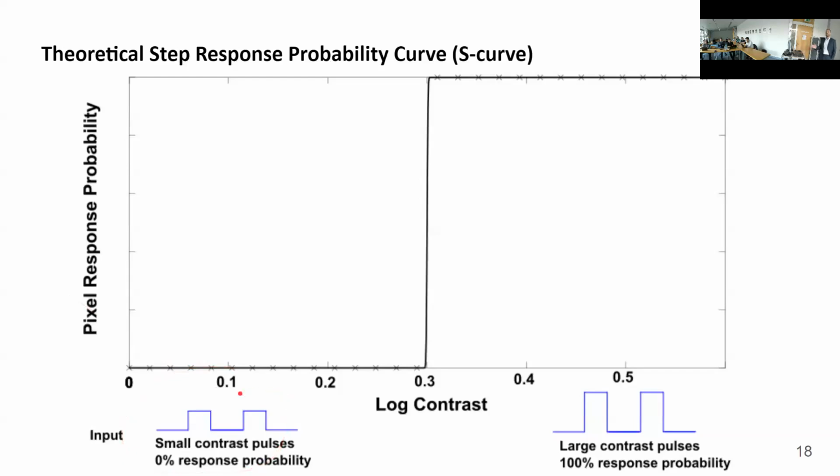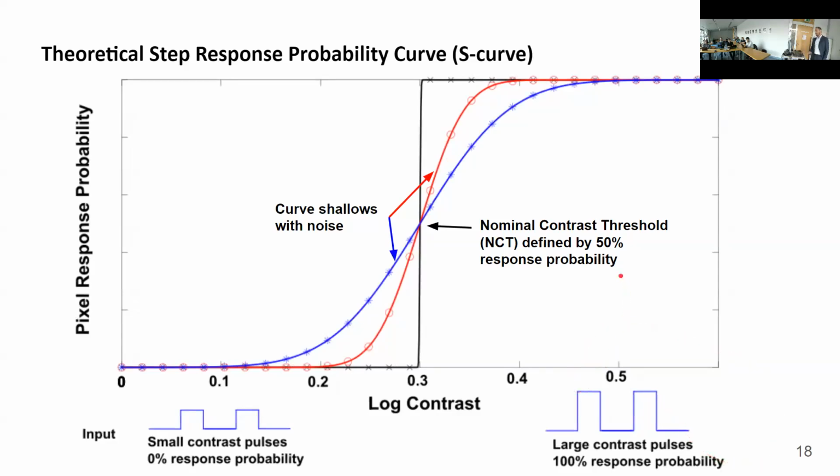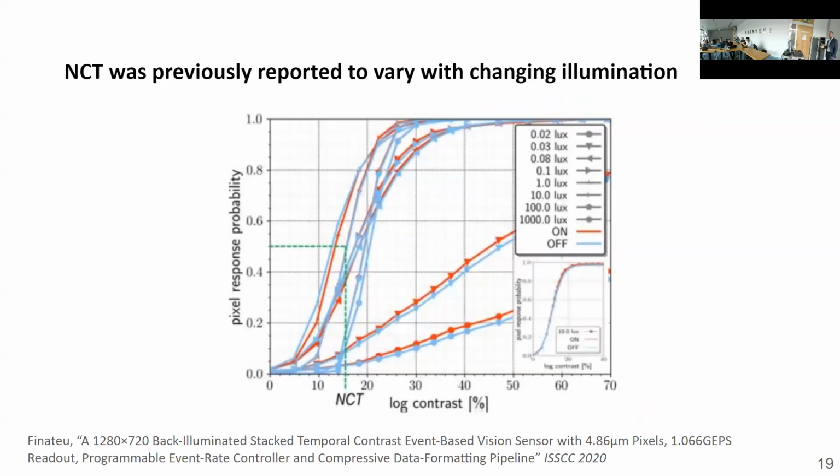If the amplitude is below the contrast threshold, we expect 0 response. And if the amplitude is above the contrast threshold, we expect 100% response. We extract the 50% probability point, and we call this the nominal contrast threshold. This is what has been used predominantly over the last 5 or 6 years for characterizing event cameras. As we add noise, what we expect is this curve is going to shallow and pivot around this nominal contrast threshold. But when we look at what has been previously reported, so this was reported in 2020 for one of the latest event cameras on the market.